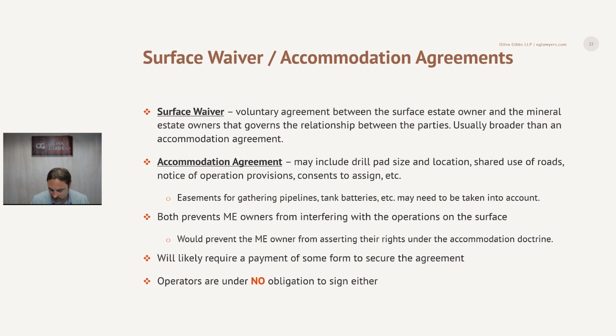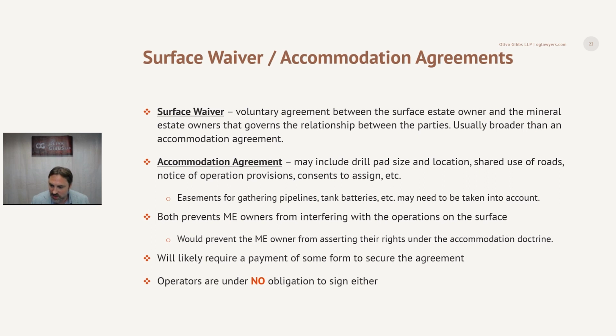Now, what often happens, particularly if it's an area where there's a lot of historic production or some current activity, you're going to be negotiating an accommodation agreement. These are going to be much lengthier, much more heavily negotiated. There's probably going to be a considerably large price tag attached, and they're going to have a lot of unique terms in them. Some of these may be drill pad size, location, shared use of roads, notice of operation, consents. You're going to need access and take-away easements. Other facilities may be taken into account.